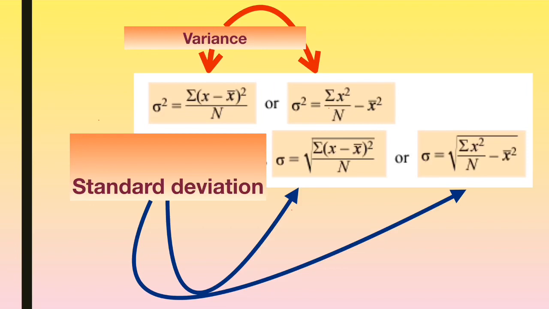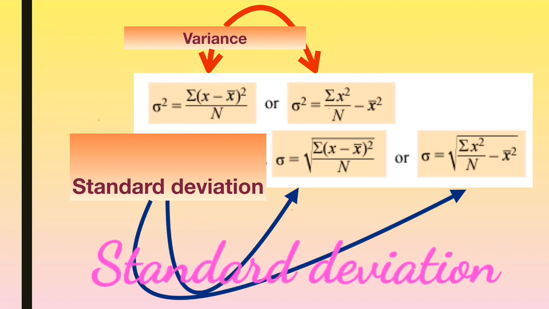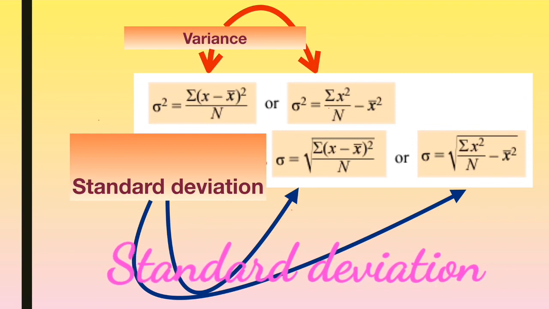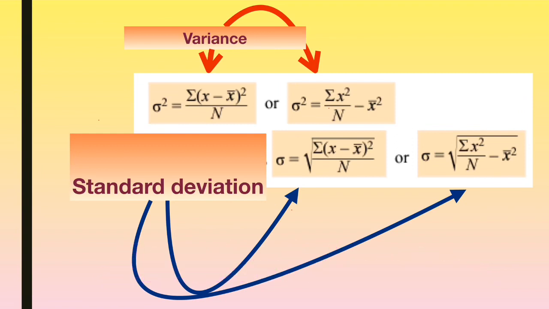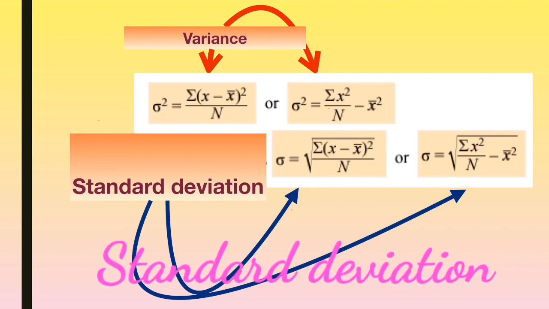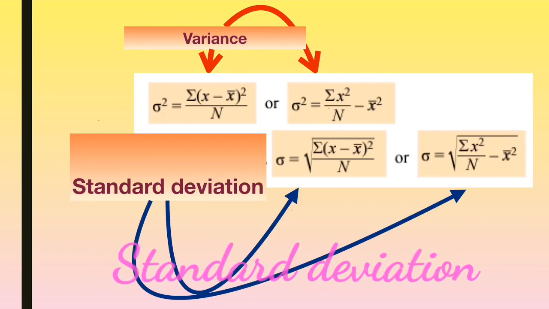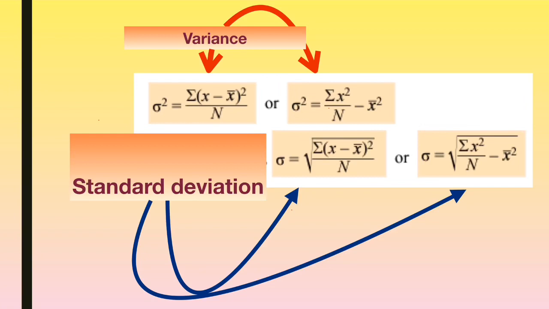Okay, for statistics, this is a very important subtopic, variance and standard deviation. So today we will focus on the formula for variance and standard deviation. We have two formulae for variance. One is what we call sigma square. Sigma square is variance.